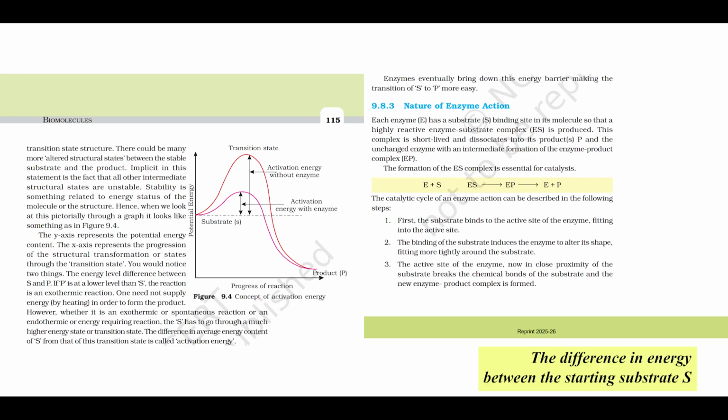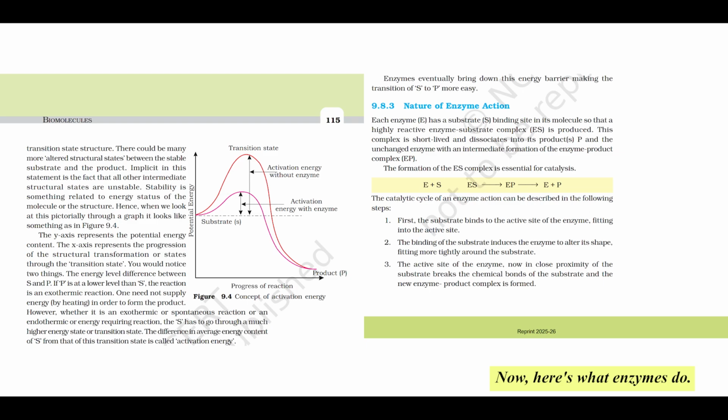Right. The difference in energy between the starting substrate S and the peak of that hill, the transition state, is called the activation energy, EA. It's the energy barrier that must be overcome for the reaction to happen. Even if the overall reaction releases energy, P is lower than S, you still need to put in this activation energy to get it started. Like needing a match to start a fire, even though fire releases heat? Perfect analogy. You need that initial input of energy.